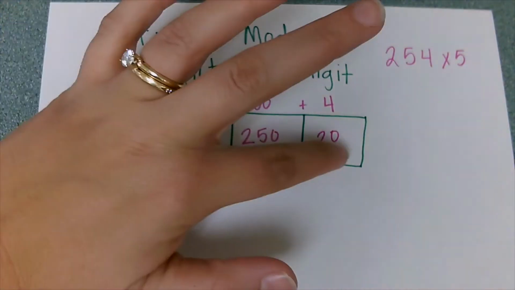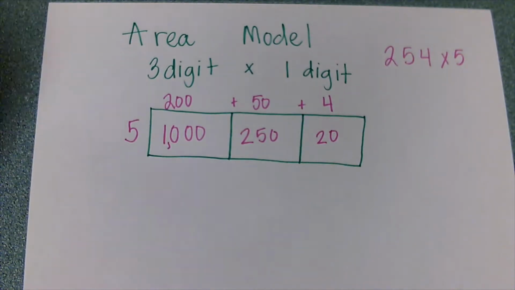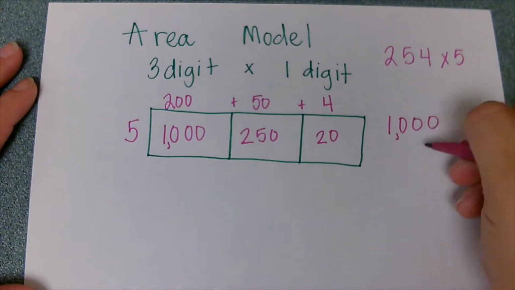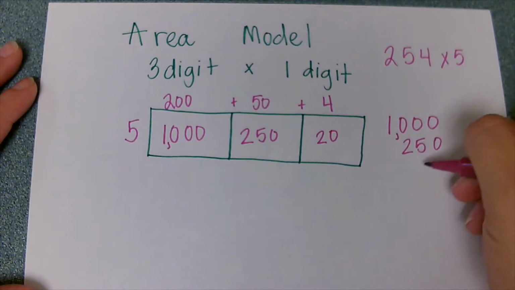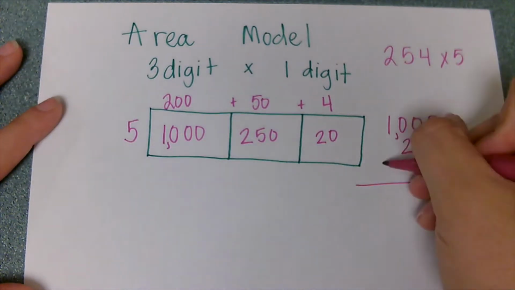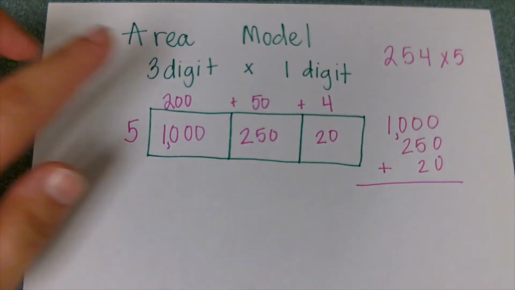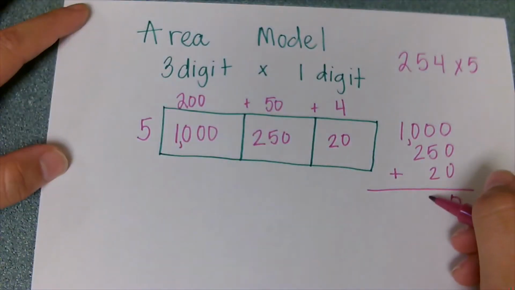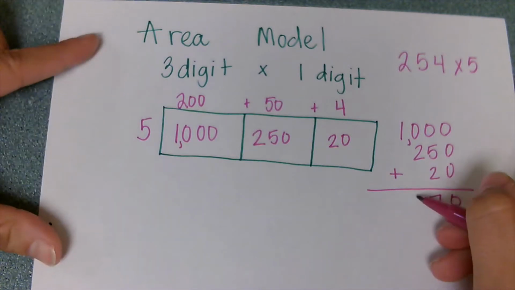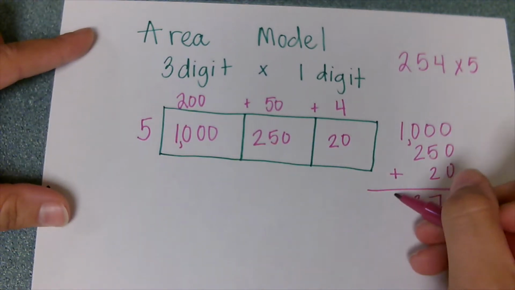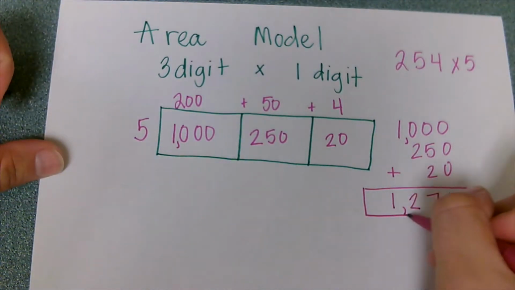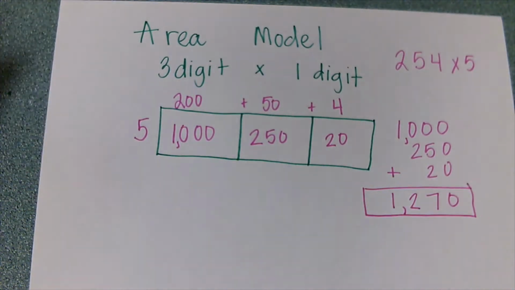To find the area inside of this model, we're going to need to add all of our partial products together. So I'm going to go out to the side and I'm going to add 1,000 plus 250 plus 20. 0 plus 0 plus 0 is 0. 5 plus 2 is 7. 0 plus 2 is 2. And 1 plus nothing is 1. Don't forget your comma. And your answer or your product is 1,270.